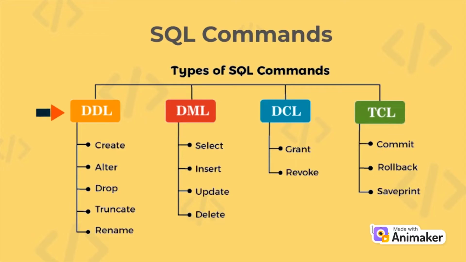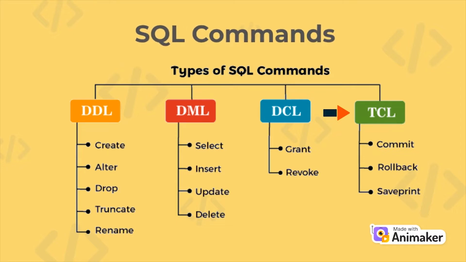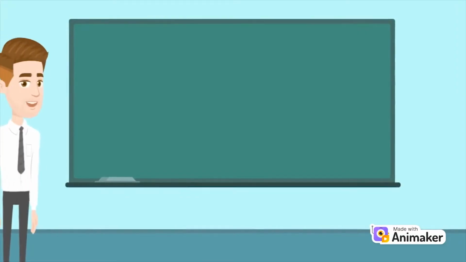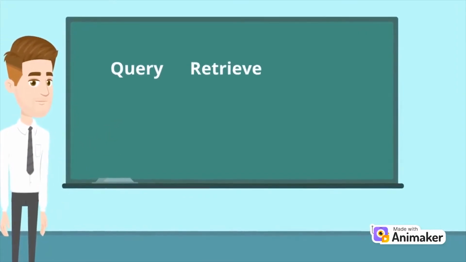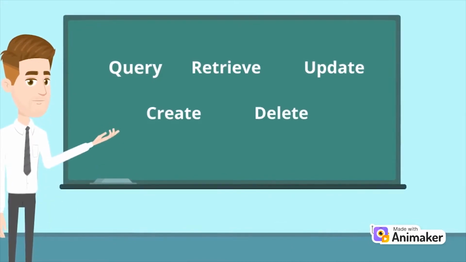For example, data definition language allows you to create, alter, and drop database objects. The data manipulation language allows you to manipulate the information. You can select, see the information, insert data, update data, delete data, and the data control language contains SQL commands used to handle the security. Last one is TCL, which stands for Transaction Control Language. These commands are used for maintaining consistency of the database and for the management of transactions made by the DML commands. A structured way to store data, which is query, retrieve, update, create, delete.